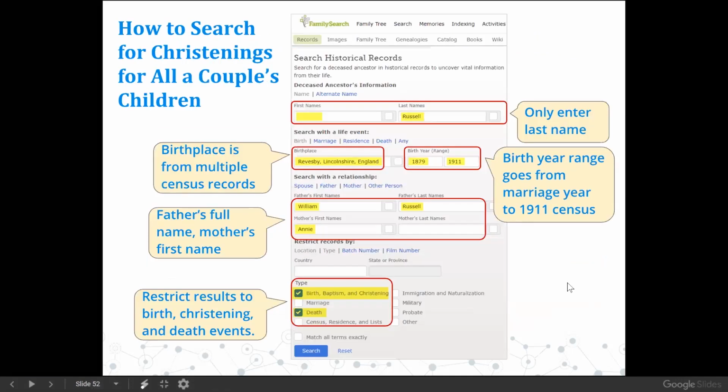So how to search for christenings for all of a couple's children. This is kind of a neat trick. Very similar, actually, to what we just did in the GRO.